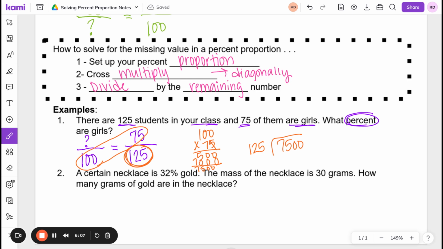So we're going to start our division. So 125 can't go into 7. It can't go into 75, but it can go into 750. 6 times? 6 times feels right. We're left with nothing. So the question here is, is the answer just 6? And that's not correct. It is 60 because you have to fill in that ones place. So 60% of the class is girls.